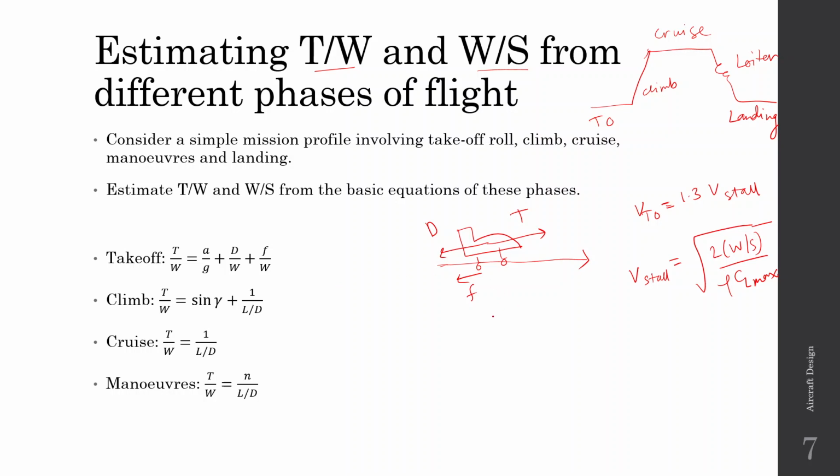Therefore the equation of motion will be ma equal to T minus D minus F. From here you can divide it by the weight of the aircraft. Weight is mg, so on the left hand side you can multiply and divide by g, and this is the weight. So you can divide it by the weight and rearrange it to get this equation.